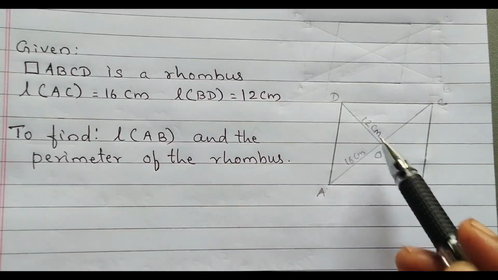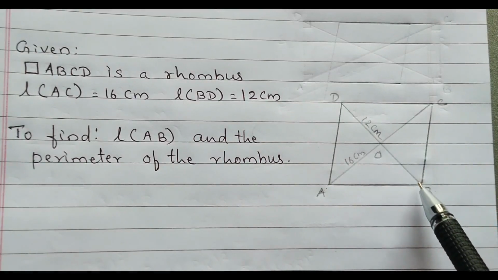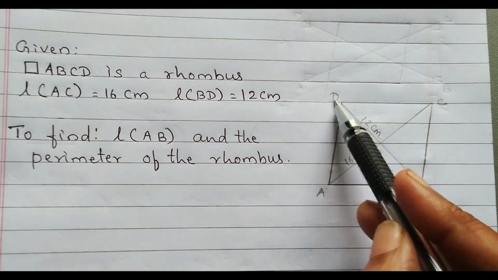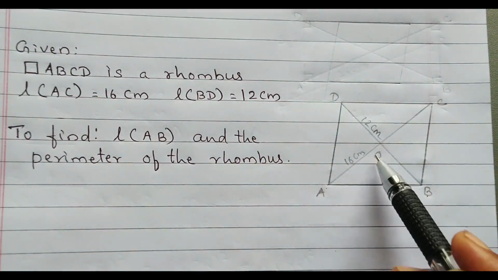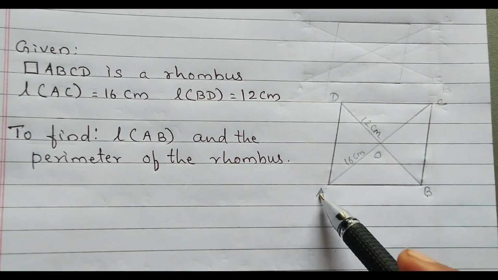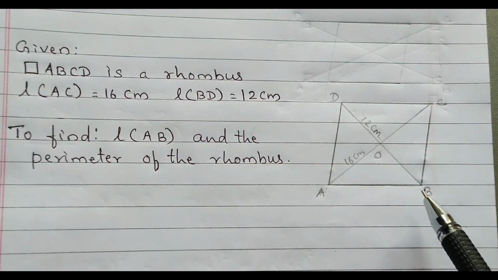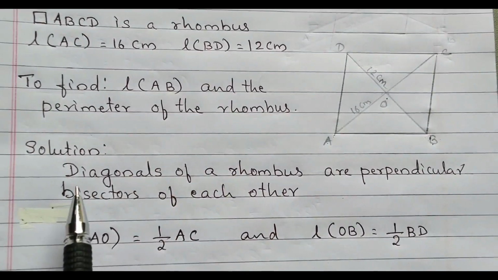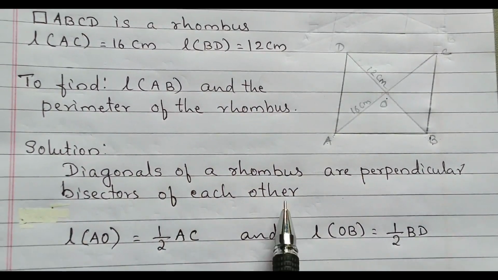So what do you know about the diagonals of a rhombus? We know that the diagonals of a rhombus are perpendicular bisectors of each other. That means the lengths DO and OB are the same, and also the lengths AO and OC are the same. And measure angle AOB is 90 degrees. So that is what is meant by perpendicular bisectors. So using the property of a rhombus, we can write diagonals of a rhombus are perpendicular bisectors of each other.